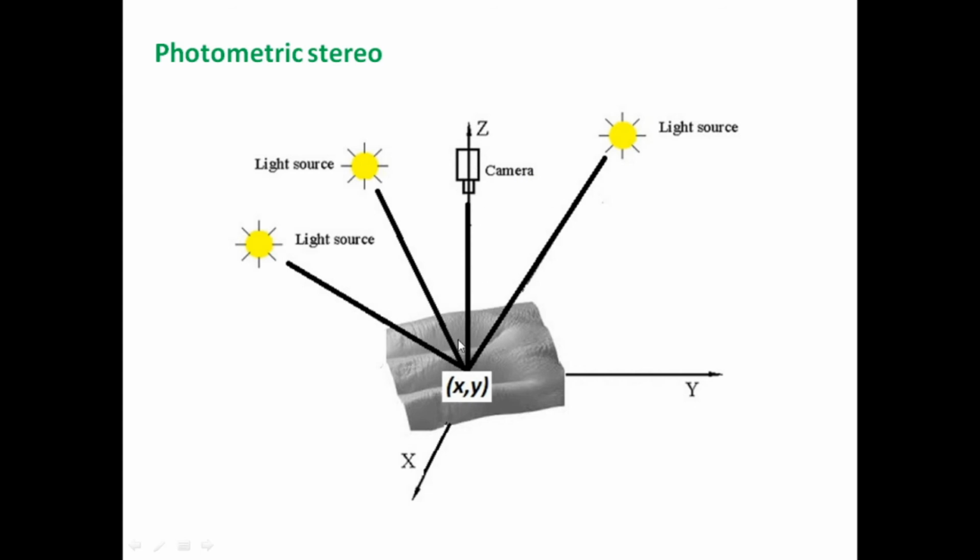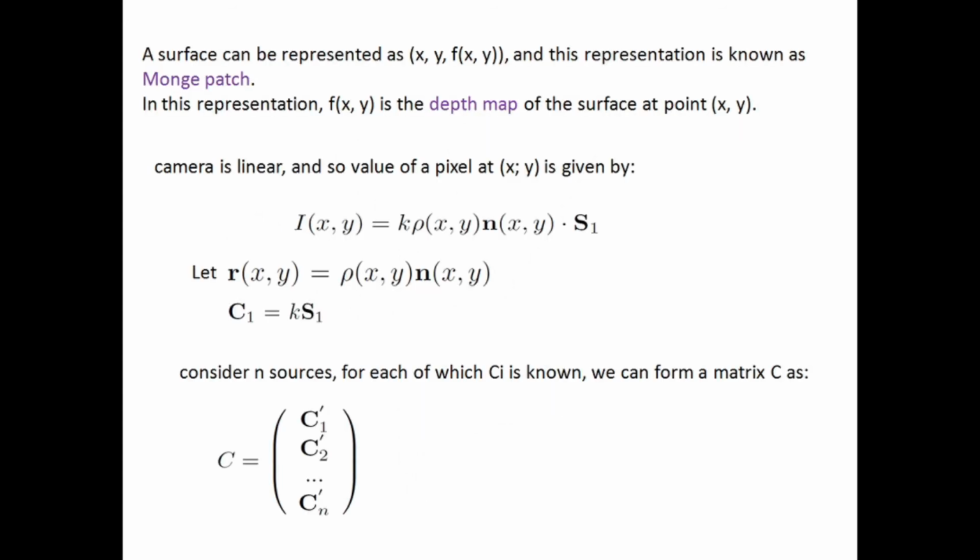So by using the concept of photometric stereo, the output is that I can reproduce or construct the 3D shape of the object from the series of images, and I can also find out factors like albedo, and lighting conditions also have to be taken into consideration. So let's come to the concept here.